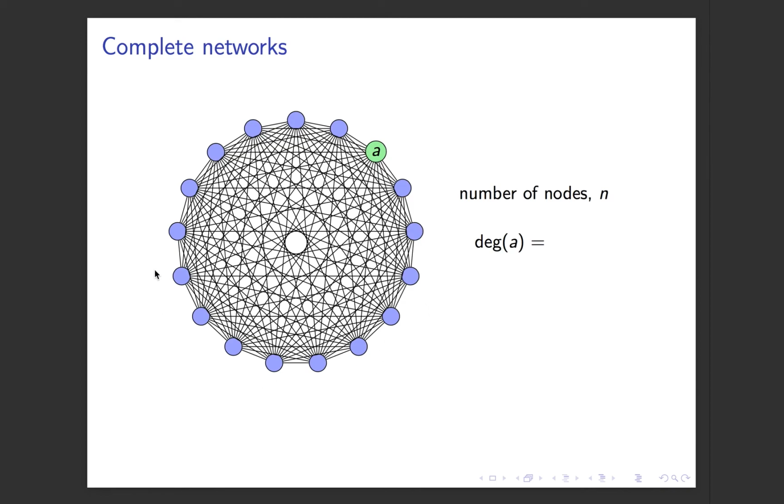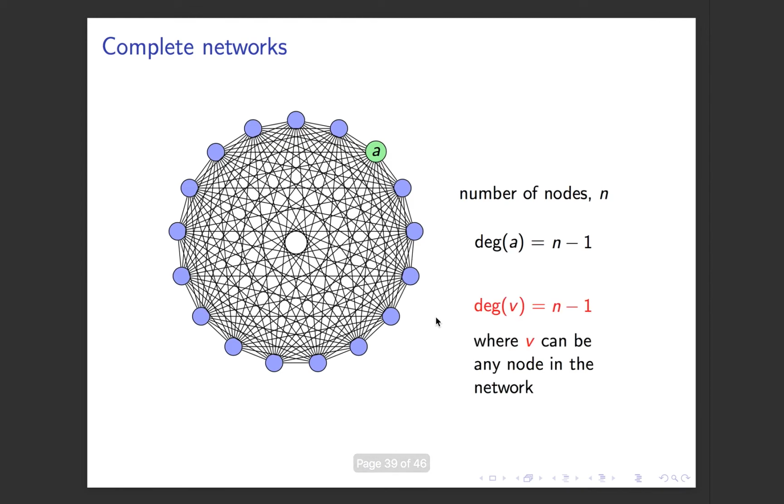Well, if there's n total nodes and A is one of them, the degree of A should be n minus 1. Once again, since this argument applies to every other node in the network, we can make a more general statement saying that if you have a complete network with n nodes, the degree of any node is equal to n minus 1.